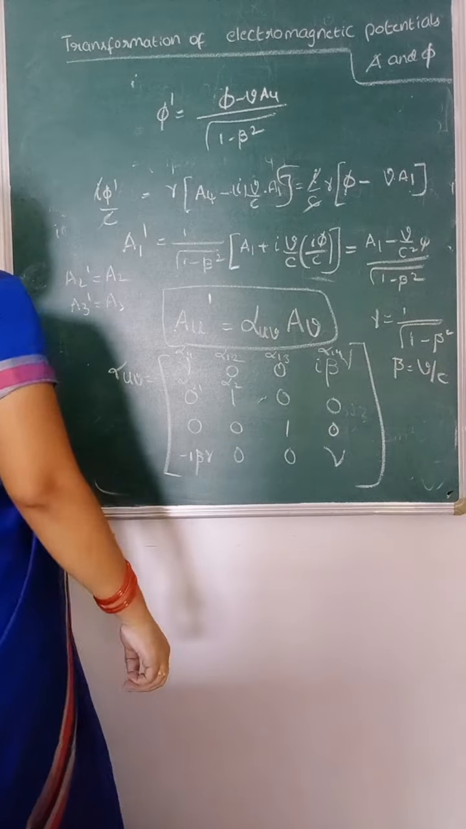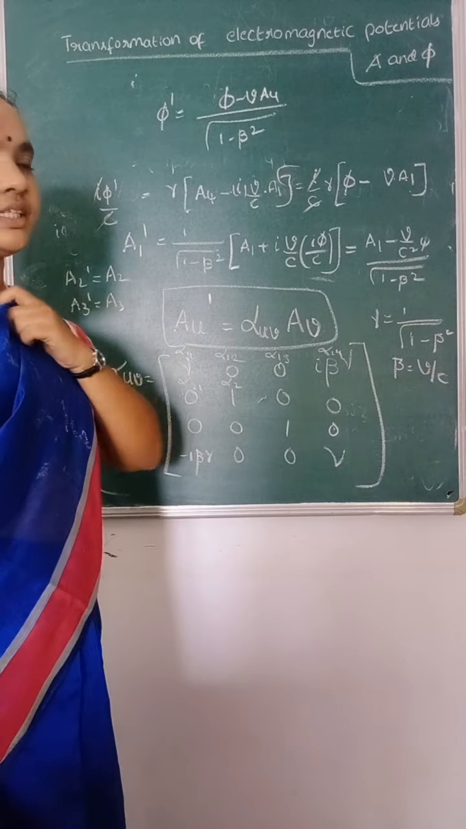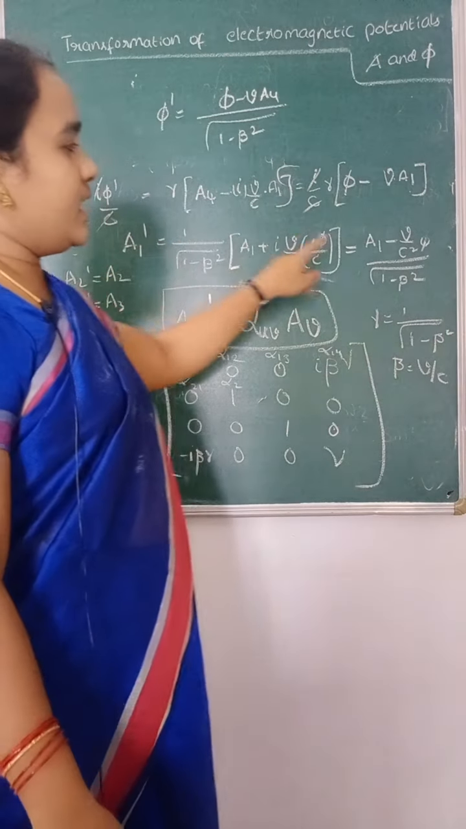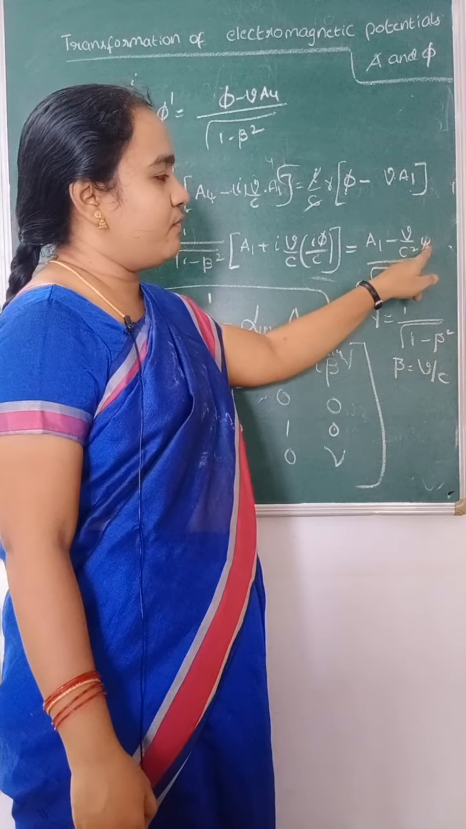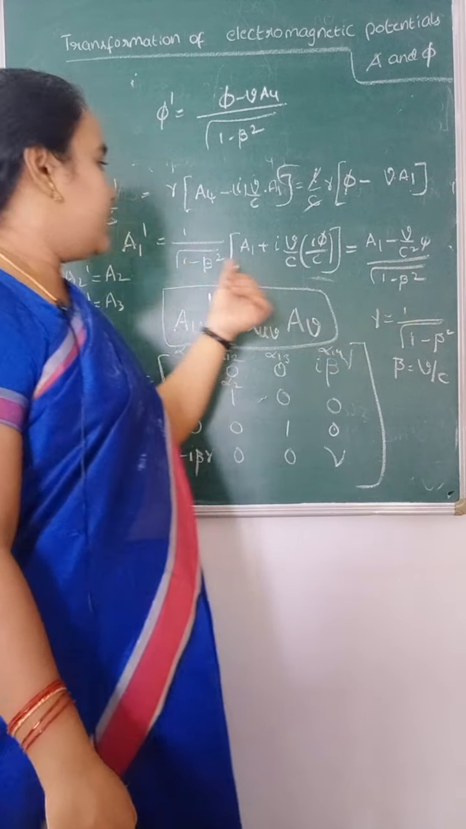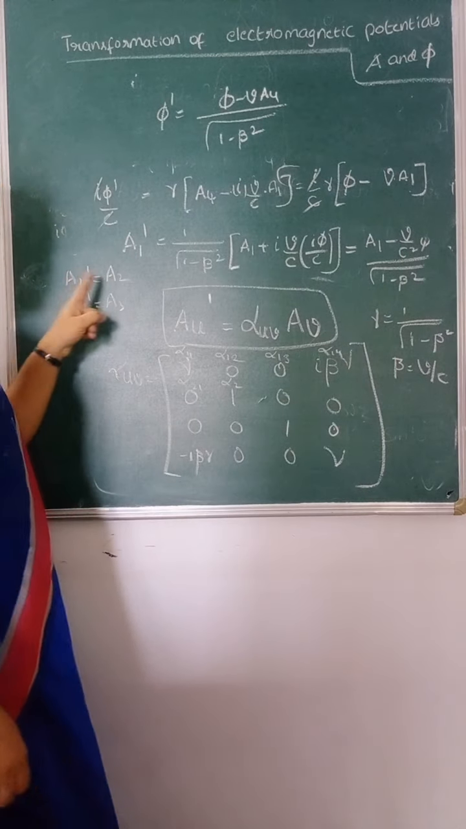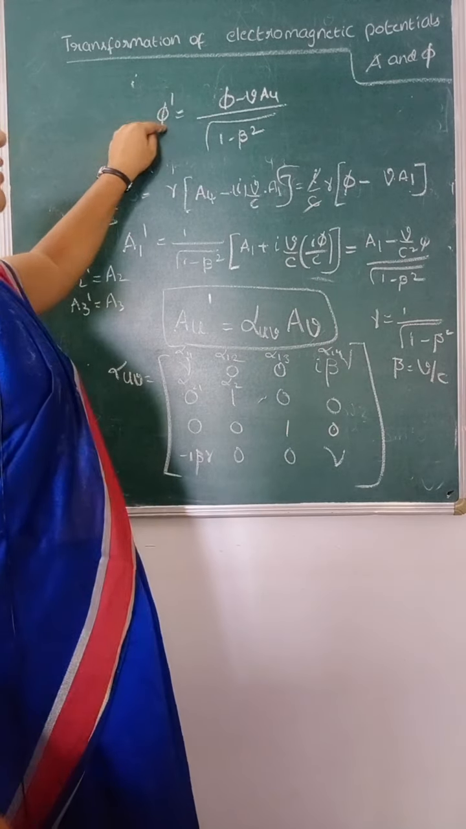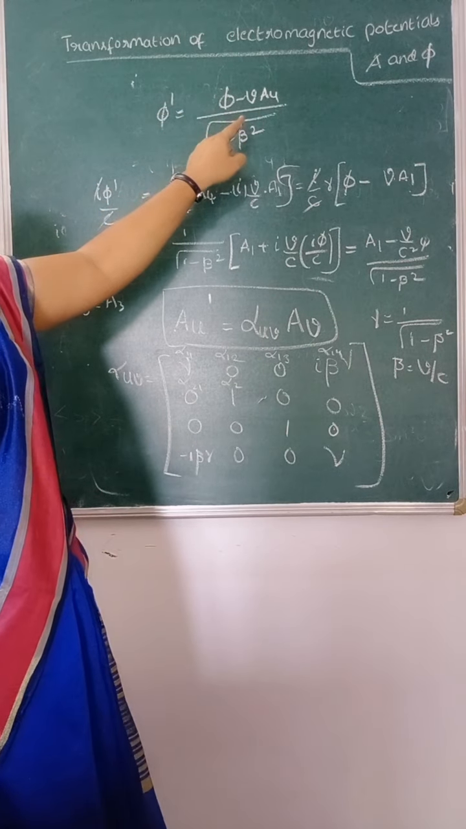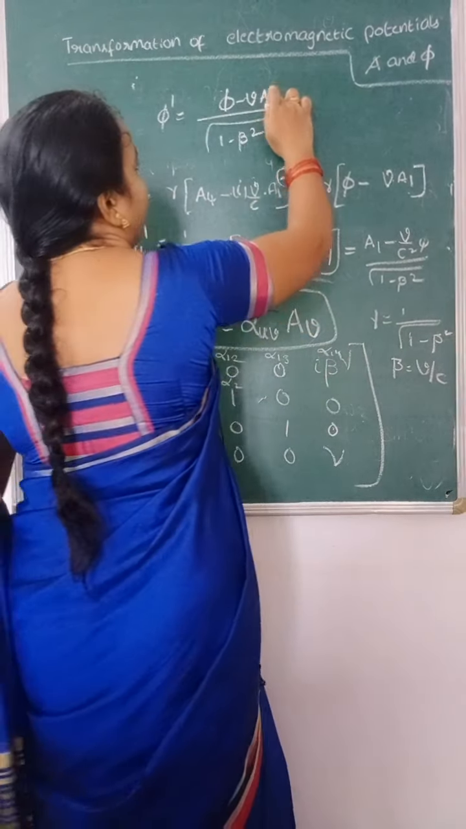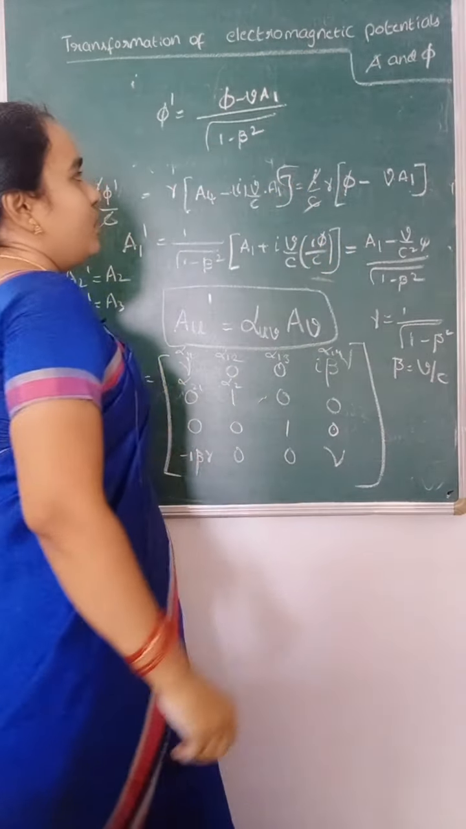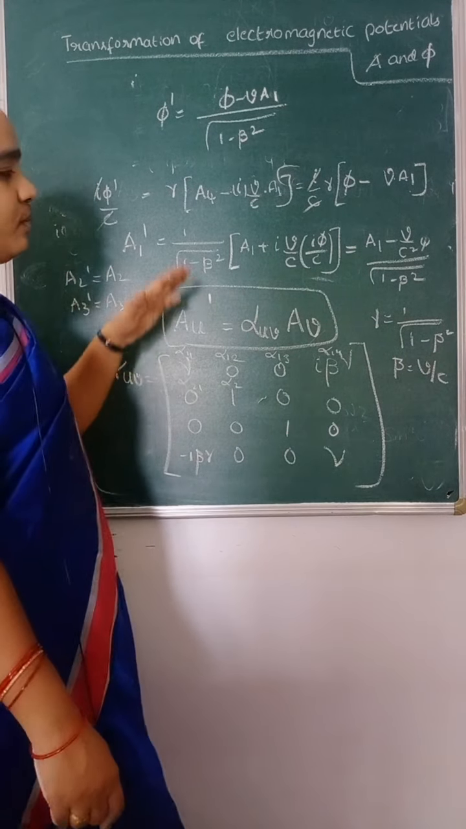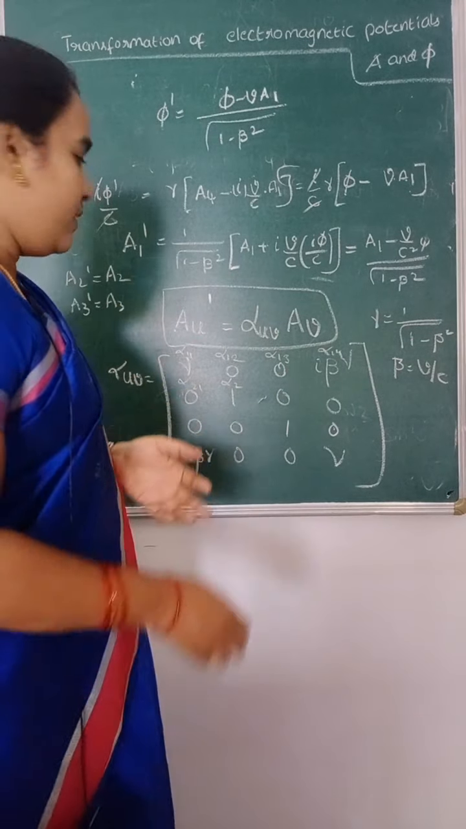These are the transformations of electromagnetic potentials A and phi. So what are the transformations? A1 dash is equal to A1 minus V by c square into phi by root of 1 minus beta square. That is the first component. A2 dash is same in both the inertial frames of reference. A3 dash is same. Phi dash is equal to phi minus V into A1 divided by root of 1 minus beta square. So this is regarding the transformation of electromagnetic potentials in another frame of reference.